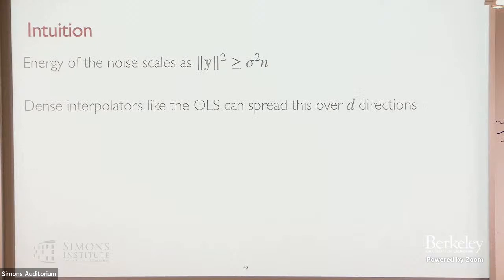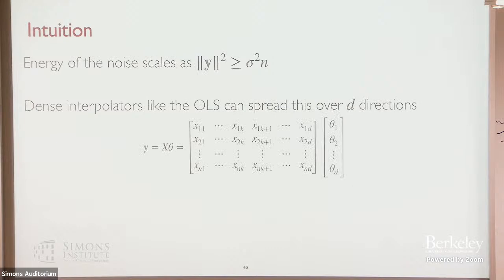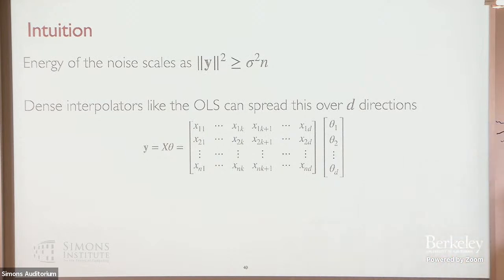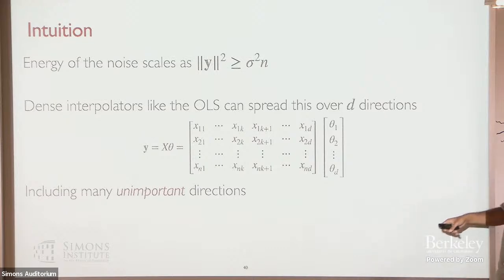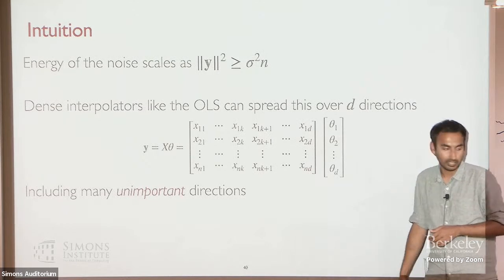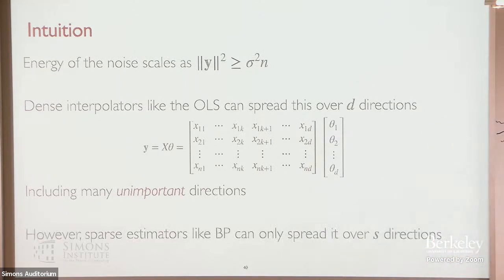Dense interpolators can spread this over d directions. If you think about the interpolation equation, you need to have y equal to x theta. For the OLS, you can spread this over many unimportant directions, and this is the intuition talked about in the papers that derived the upper bounds. You can fit the noise using these directions, and it doesn't hurt you in terms of the risk. However, sparse estimators like basis pursuit can only use a smaller number of directions to hide this noise, which is why they suffer higher risk.